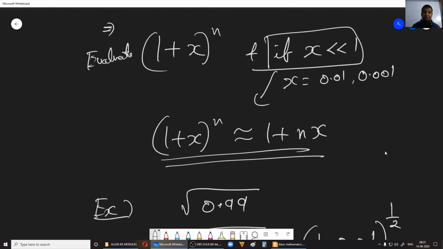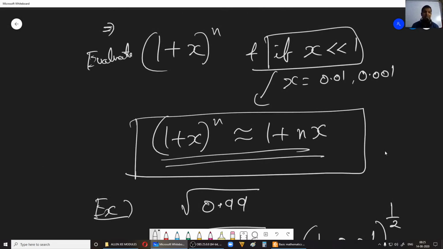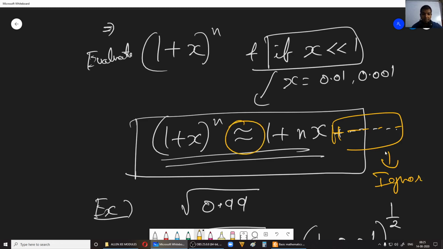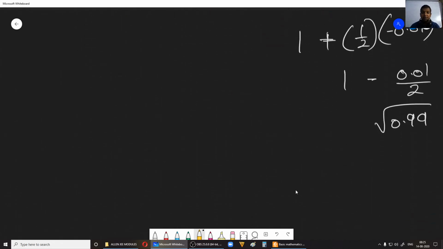So remember this: if x is much less than 1, you can write (1 plus x) whole power n is approximately equal to 1 plus nx. Here we will be getting a few other terms, but we will ignore them. Again, as I wrote here, the symbol tells you approximately equal to, approximated to, fine. Right, now the last one.